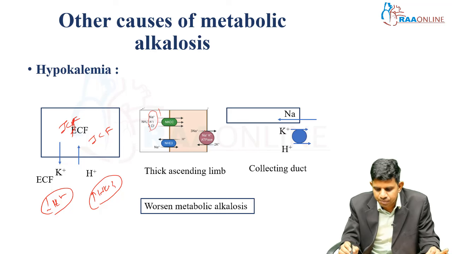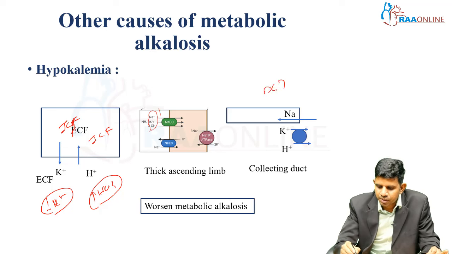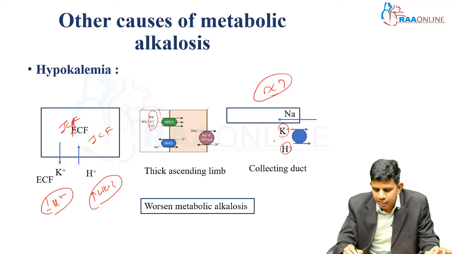This is the second mechanism. The third mechanism is in the distal convoluted tubule. What will happen there is that for every molecule of sodium absorbed, the tubule will secrete one potassium or one hydrogen ion. If I have low potassium in the blood, less potassium is available to secrete into the lumen. So, with each sodium absorption only hydrogen ions will be secreted in the collecting duct. Each hydrogen ion secretion will add one bicarbonate to the blood. So, it increases your metabolic alkalosis.